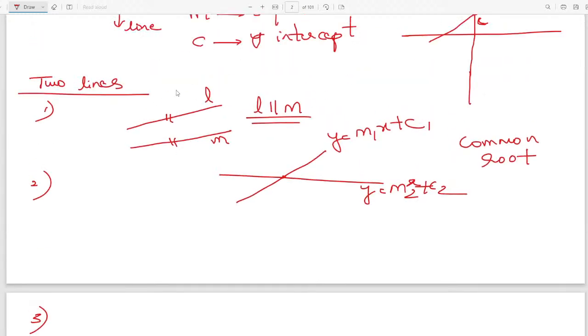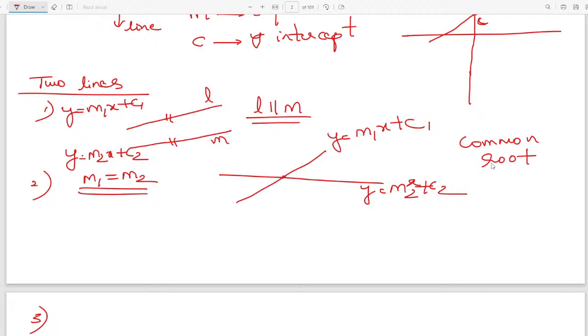The third aspect is the case where the lines are parallel, for example y = m1x + c1 and y = m2x + c2. If they are parallel, m1 is equal to m2. The slopes will be equal in magnitude and the signs will also be the same. So m1 will be equal to m2 if they are parallel.